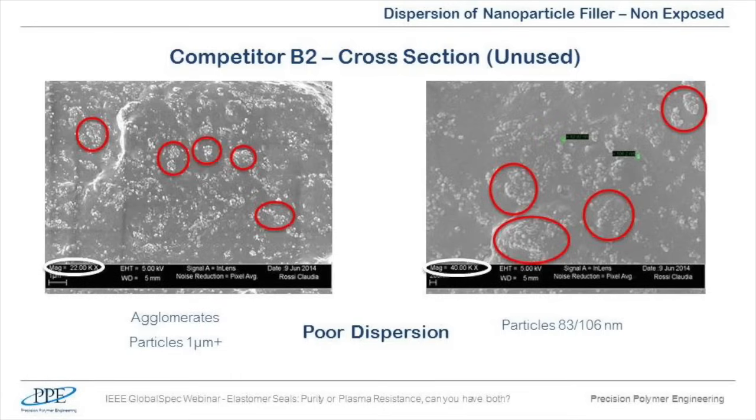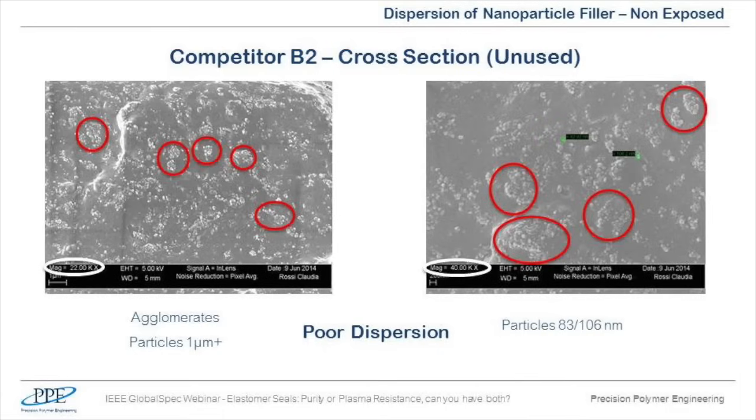Using scanning electron microscopy, we can now look in more detail at the structure of the compounds. As I said, nanoparticles are hard to disperse, and let's see how it was done in our competitor's material, the competitor B2 coded material. As you can see from the SEM images, the dispersion is extremely poor. I highlighted some of the agglomerates, and even though the individual particle sizes are less than 100 nanometers, the size of the agglomerates is micron sizes, even some of them tens of microns. Therefore, we cannot really say this material is nanofilled anymore.